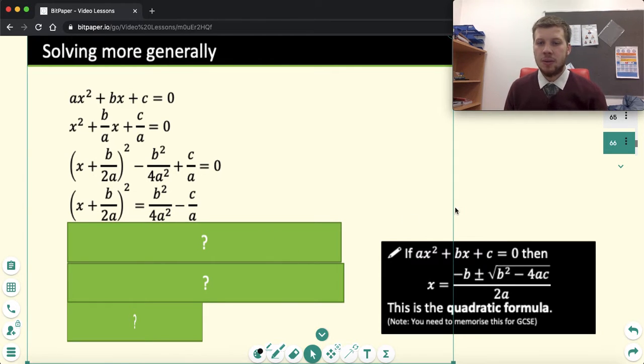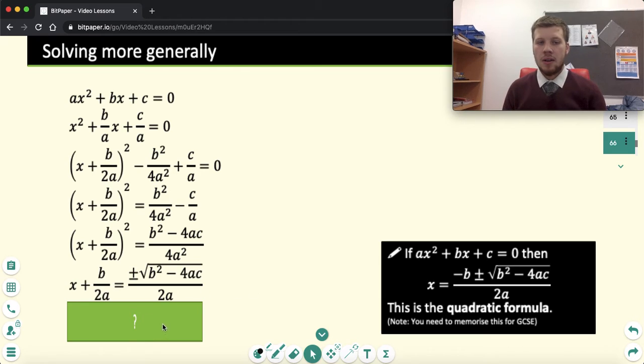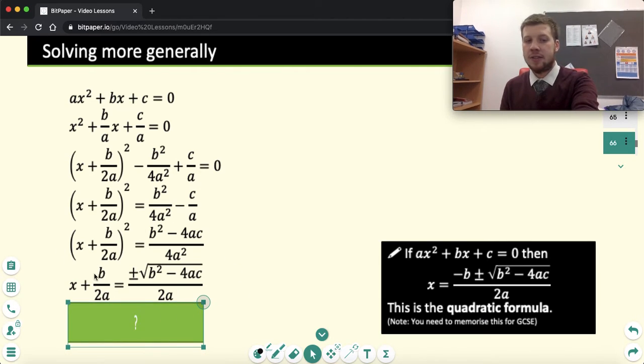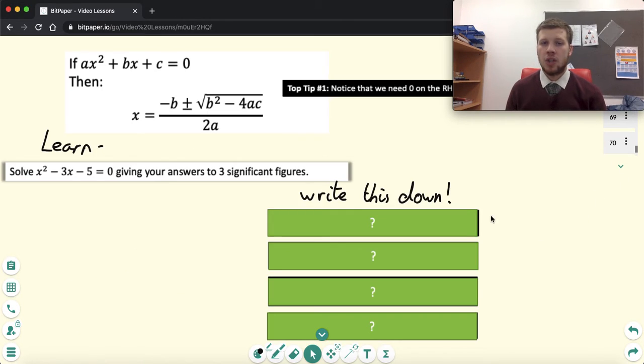What I can then do is simplify this a little bit on the right-hand side by getting a common denominator. As this is squared, I square root it, and then I take this b over 2a across, and I end up with this formula. Again, I must stress, you do not need to know how to do this step. However, it's important to know that it comes from somewhere. What you do need to know is how to apply this formula. So, make sure you've got this down.